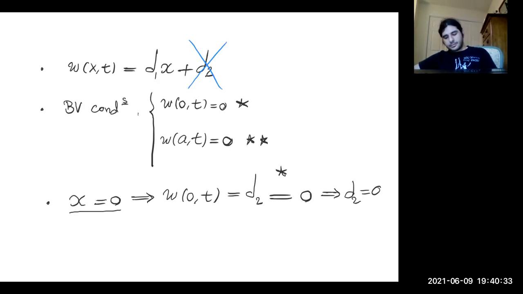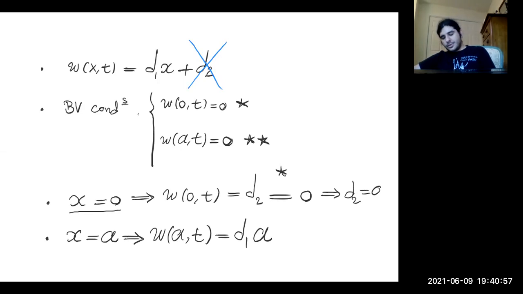What about the other condition? Star, star. In star, star, x is equal to a. So let x be equal to a. Let's plug that into the equation. W of a and t should be equal to 0. But that is just d1 times a, which should be equal to 0. Well, we know a is not equal to 0. A is the length of our rod, so that is non-zero. Therefore, d1 is equal to 0.